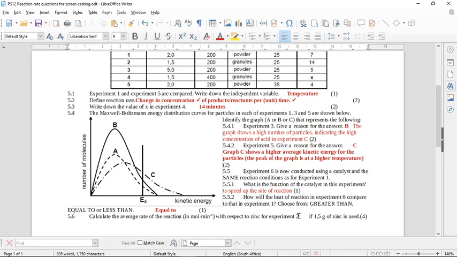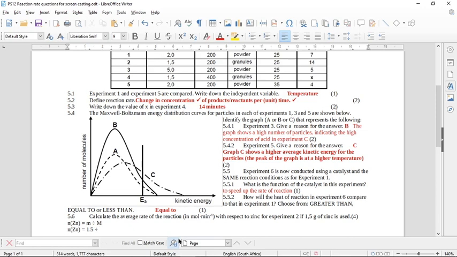Calculate the average rate of reaction in moles per minute with respect to zinc for experiment 2 if 1.5 grams of zinc is used. Okay, if we need moles per minute and we've got grams of zinc, first problem, we need the number of moles of zinc. How do we find the number of moles of zinc? We use that formula, m over M, but I can't write the over in here as a fraction, so I'm going to write this as a division sign. What is my mass that they gave me? 1.5. It's divided by the molar mass of zinc.